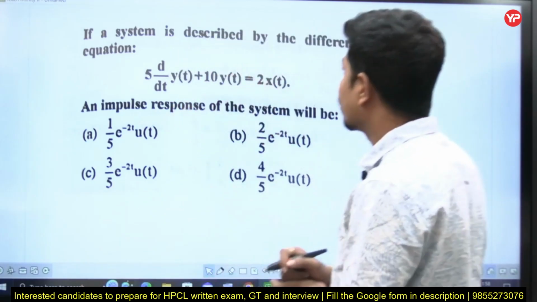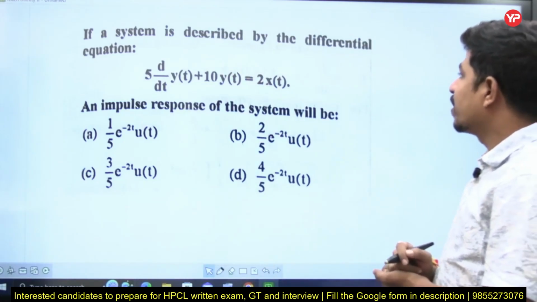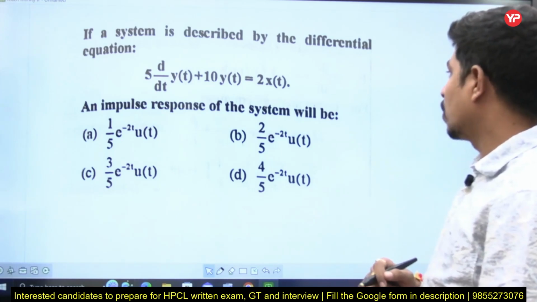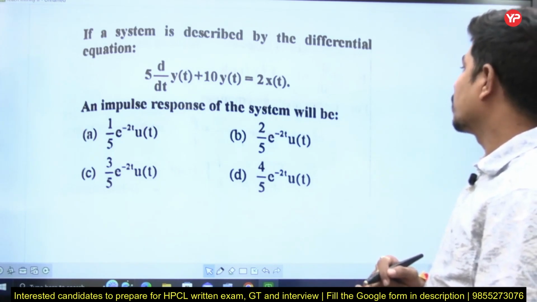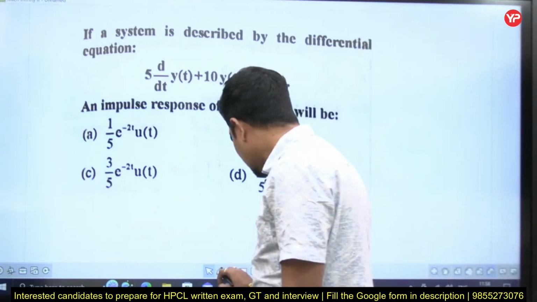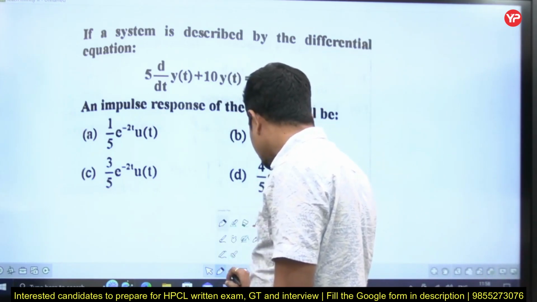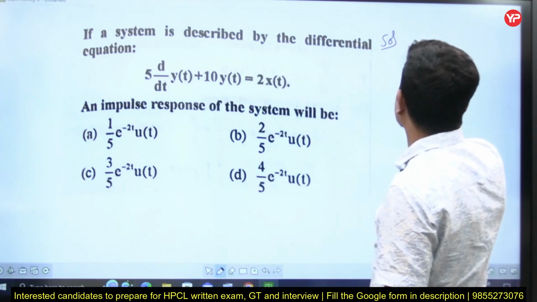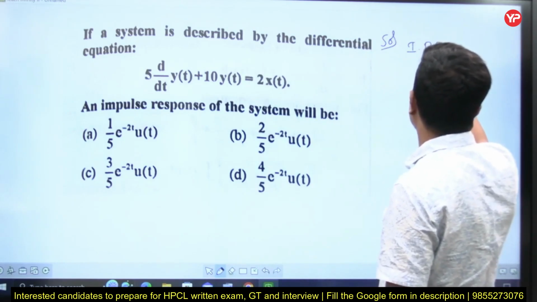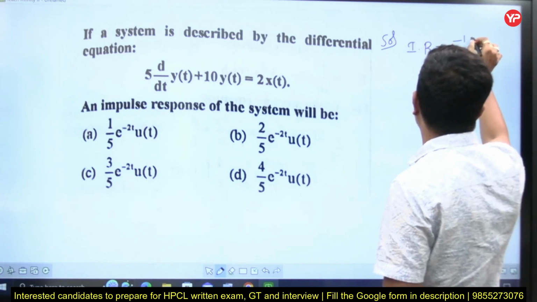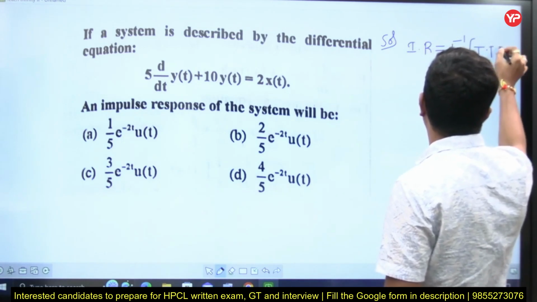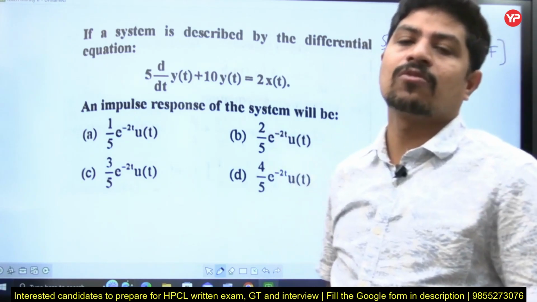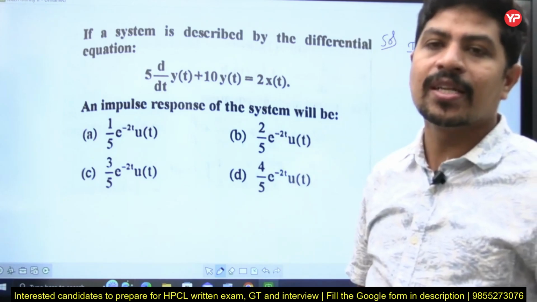The very first question is, if a system is described by the differential equation 5 dy/dt plus 10 y(t) equals 2 x(t), the impulse response of the system will be, see, I will tell you very simply: impulse response is the inverse Laplace of the transfer function. Let's find the transfer function from that. Transfer function means which domain? It is in S domain.